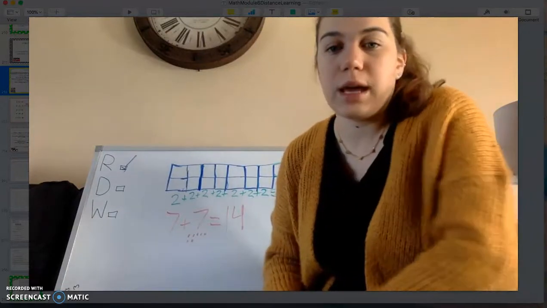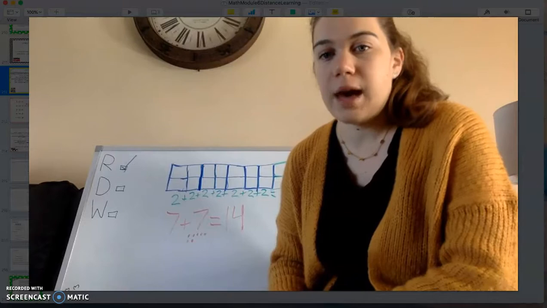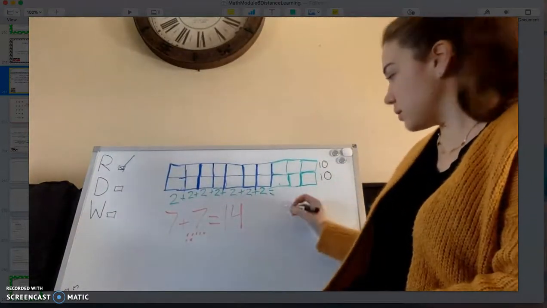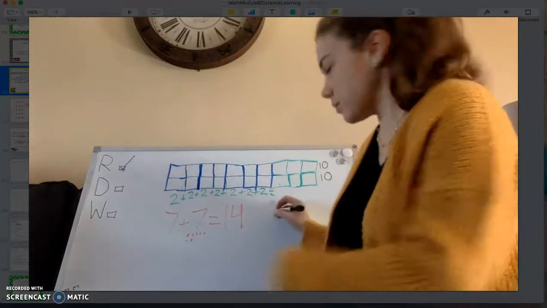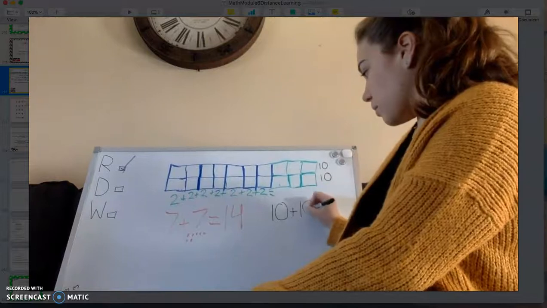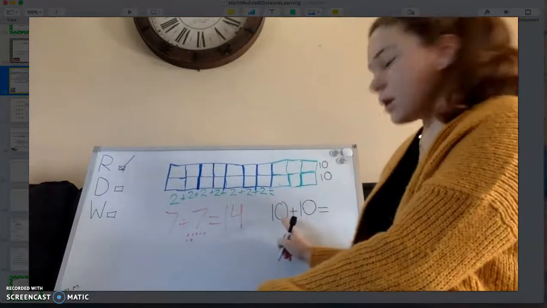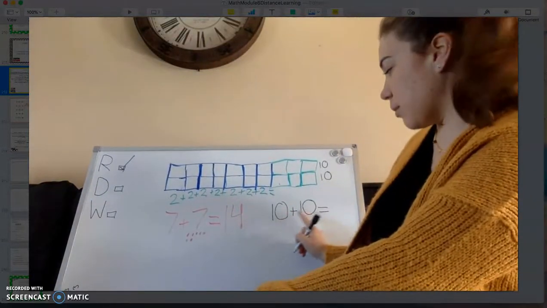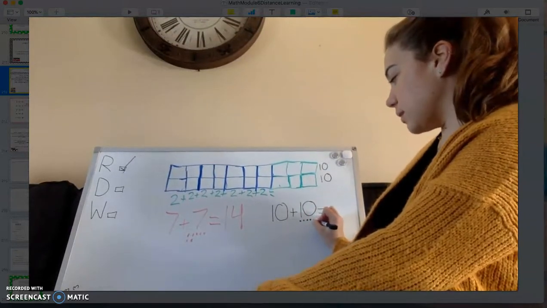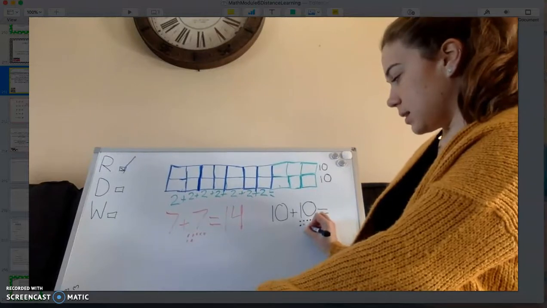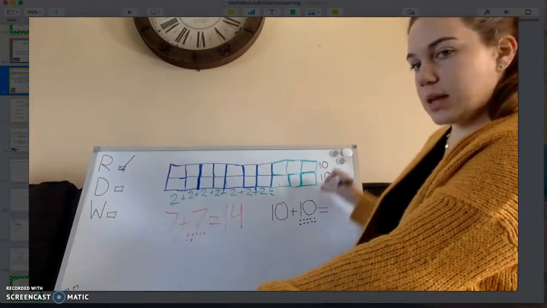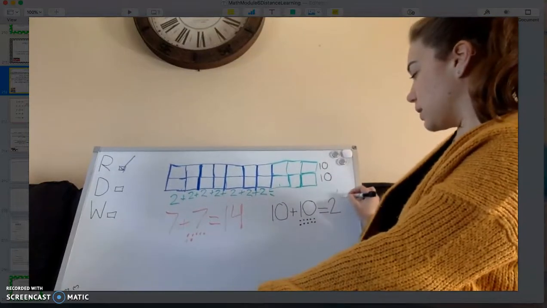So we need to write our repeated addition equation for that. So we're going to do 10 plus 10. We're at 10, we need to add 10 more. So 11, 12, 13, 14, 15, 16, 17, 18, 19, 20. 10 plus 10 is 20.